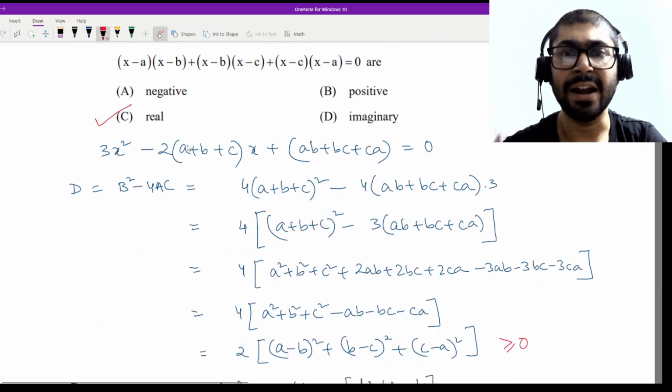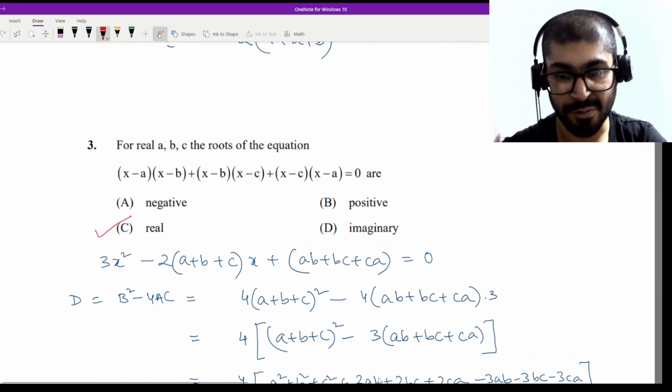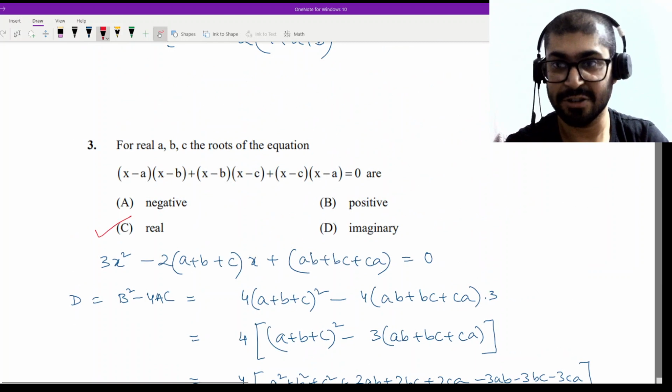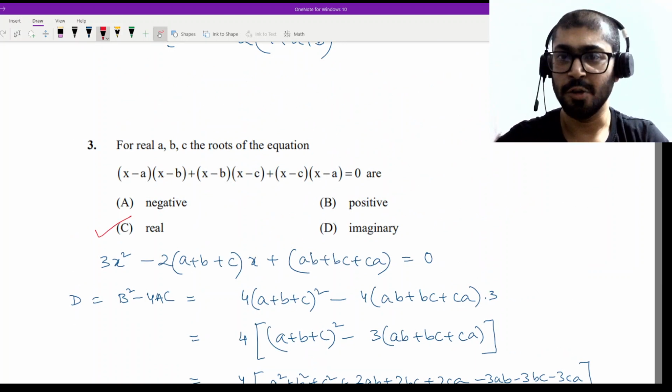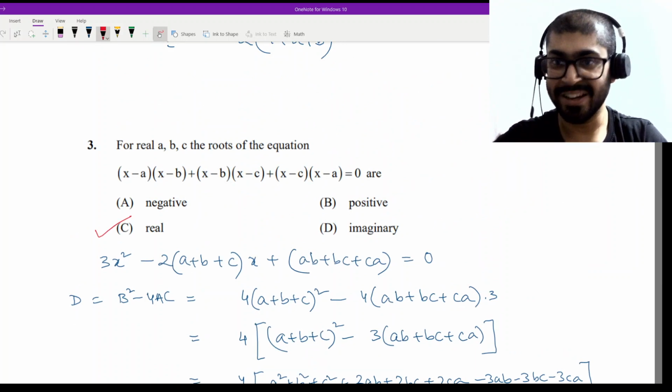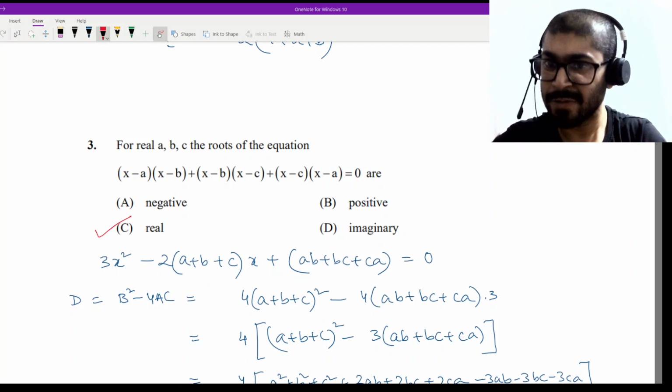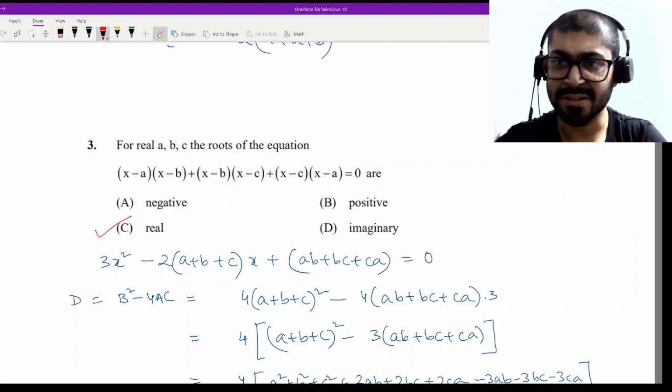Alright, and imaginary, of course, it will never work because the discriminant is always positive. Alright, so I will end this video here. I have discussed 2 questions, and in the next video I'll discuss 2 more questions.